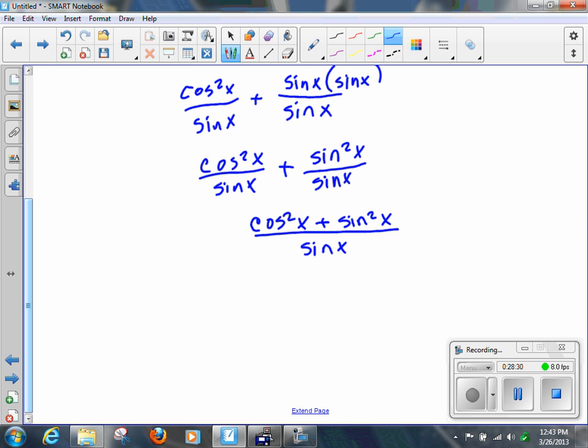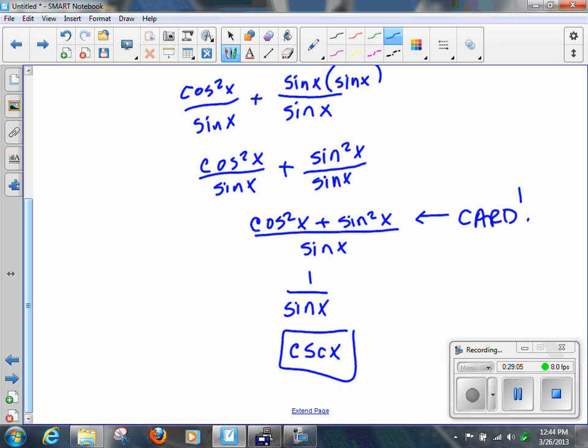And then look at your card. Holy crap, look at your card. Cosine squared plus sine squared. Eventually, you're going to look at that immediately and go, what? 1. Because it's from the card. 1 over sine x. And then, folks, I don't want that stinking 1 over. I want something nice.